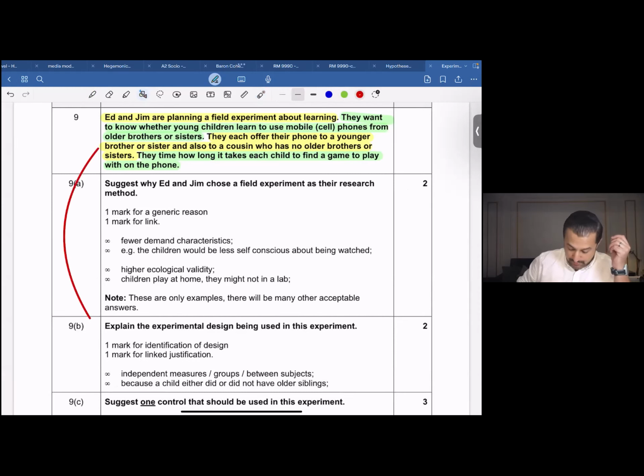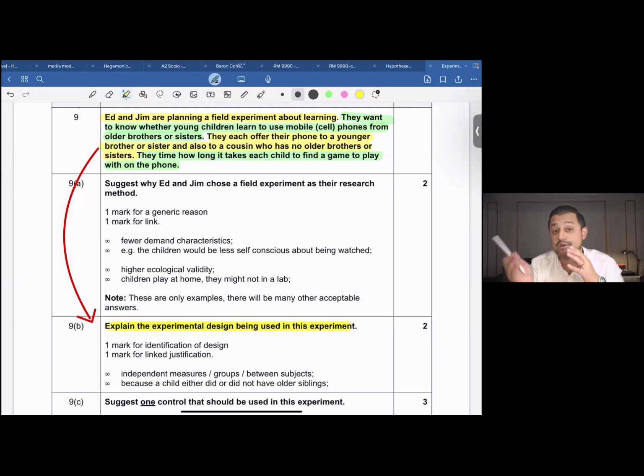So this is what I'm talking about. The question reads, explain the experimental design being used in this experiment. Let's try to revise the 3 different experimental designs. Number 1, repeated measures design, is when the same participants are repeated over and over again. They're made to go through different levels of IV. In other words, the same participants are made to go through different experimental conditions. Independent measures design is when different participants are made to go through different experimental conditions.